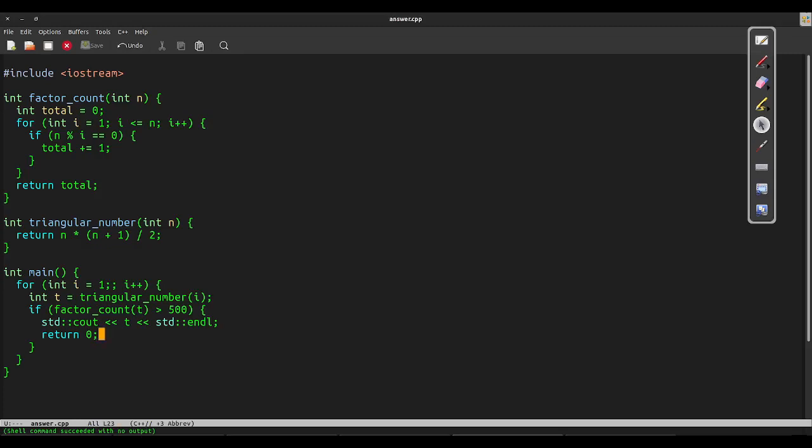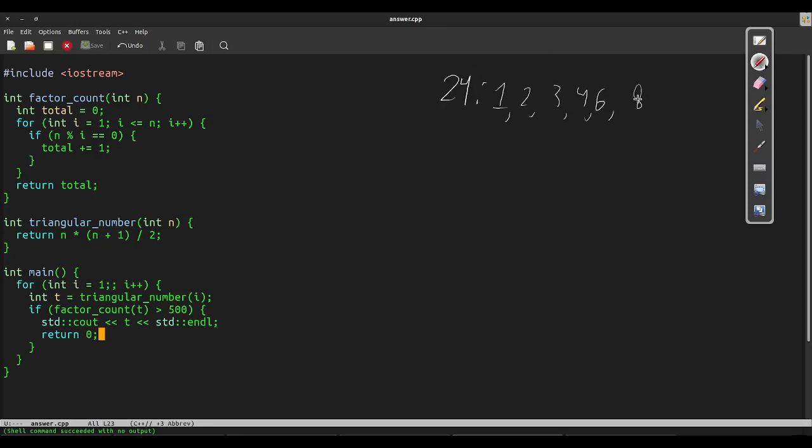Fortunately, we can optimize our factor counting function quite a bit. As we've discussed before, factors of a number always come in pairs. For instance, the factors of 24 are 1, 2, 3, 4, 6, 8, 12, and 24. These can be paired off as follows: 1 times 24, 2 times 12, 3 times 8, and 4 times 6, each of which multiplies to 24.